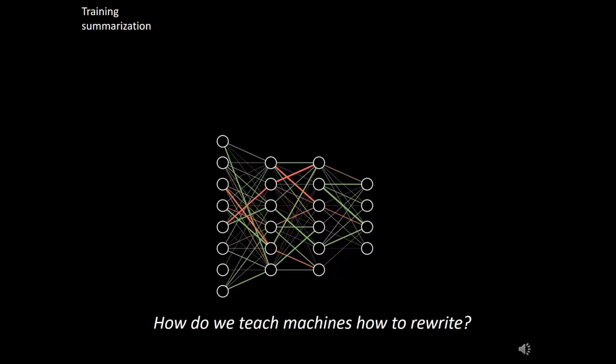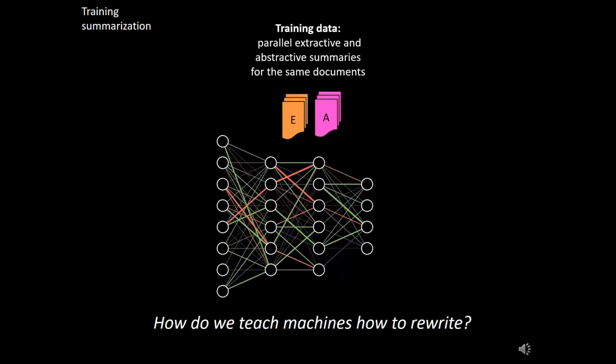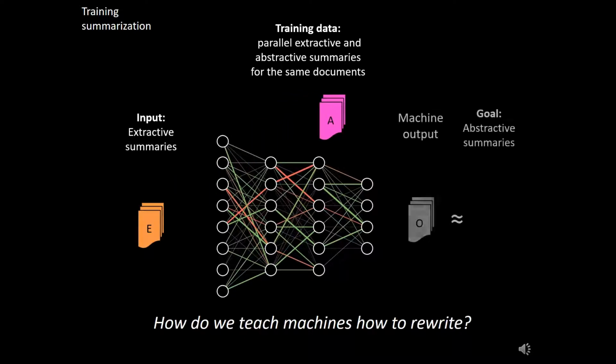As is often the case for machine learning, the key is relevant training data. For starters, parallel extractive and abstractive summaries for the same documents. This way, the model can learn by taking the extractive summaries as input and train until its output summaries are as close to the real abstracts as possible. Furthermore, we are not just training a black box. By learning how to rewrite extractive summaries, we are uncovering the principles that humans use when creating abstracts.